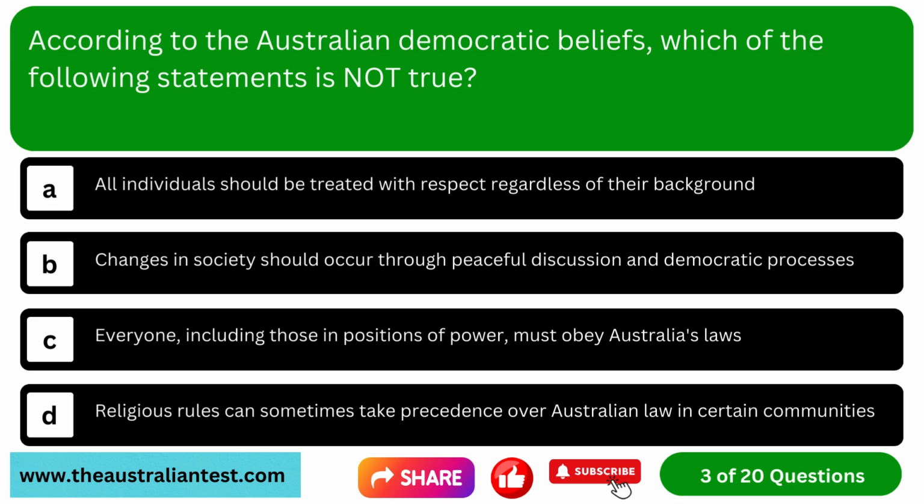Question 3. According to the Australian democratic beliefs, which of the following statements is not true? Option A. All individuals should be treated with respect regardless of their background. Option B. Changes in society should occur through peaceful discussion and democratic processes. Option C. Everyone, including those in positions of power, must obey Australia's laws. Option D. Religious rules can sometimes take precedence over Australian law in certain communities.